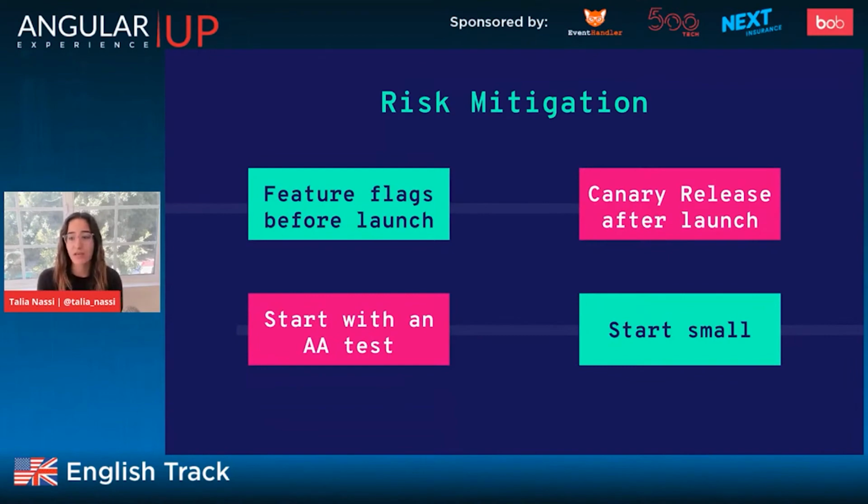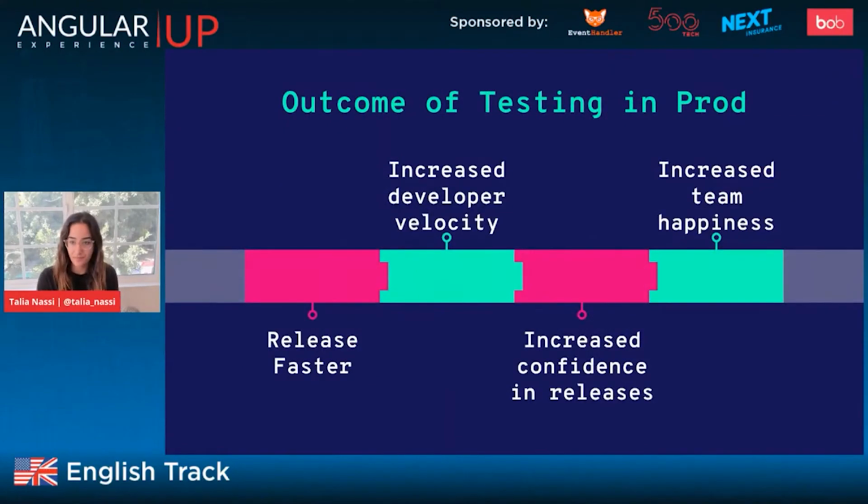And then start with an AA test. This means you give both sets of users, in and out of the feature flag, the same experience. And you can also just start small. Don't start out with the most complex flow and decide to test that in prod. Start with something simple.